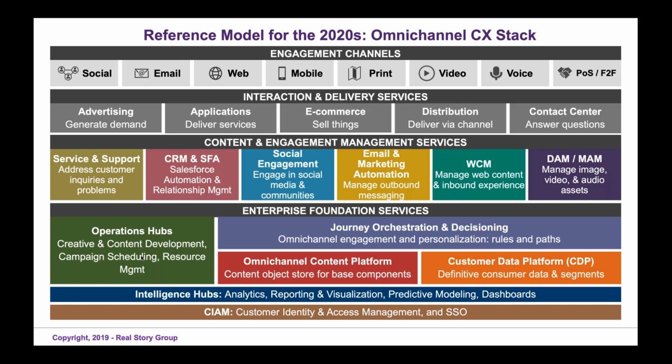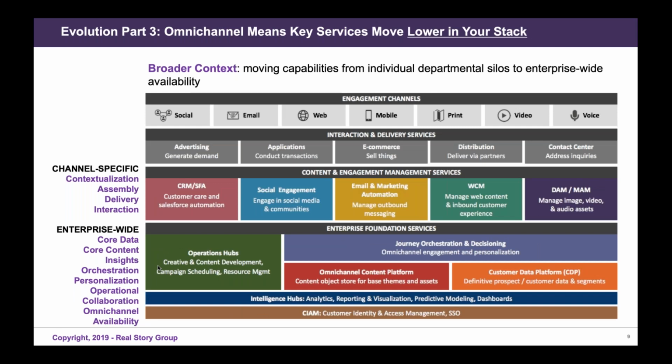So it's part of a broader stack. This is more of a technology view, where you have these engagement channels and interaction delivery services. Again, you still have content and engagement management services, but they're not going to be as smart or as rich as they used to be, because we're going to move some of that smartness, richness, and intelligence down into these enterprise foundation services, including the omni-channel content platform. You'll still be doing channel-specific contextualization, assembly, delivery, and interaction, but enterprise-wide you're going to have core data, core content, insights, and so forth. And it's this core content that we're going to talk about today, because it's somewhat of a novel concept in this space.